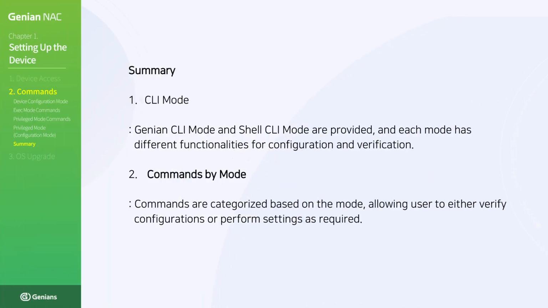First, the Genian NAC device provides two CLI modes, and each mode offers different functionalities for configuration and verification. Second, in Genian CLI mode, there are three sub-modes. 1. Exec mode. 2. Privileged mode. 3. Configuration mode. Each mode provides its own set of commands, depending on the functionality required.